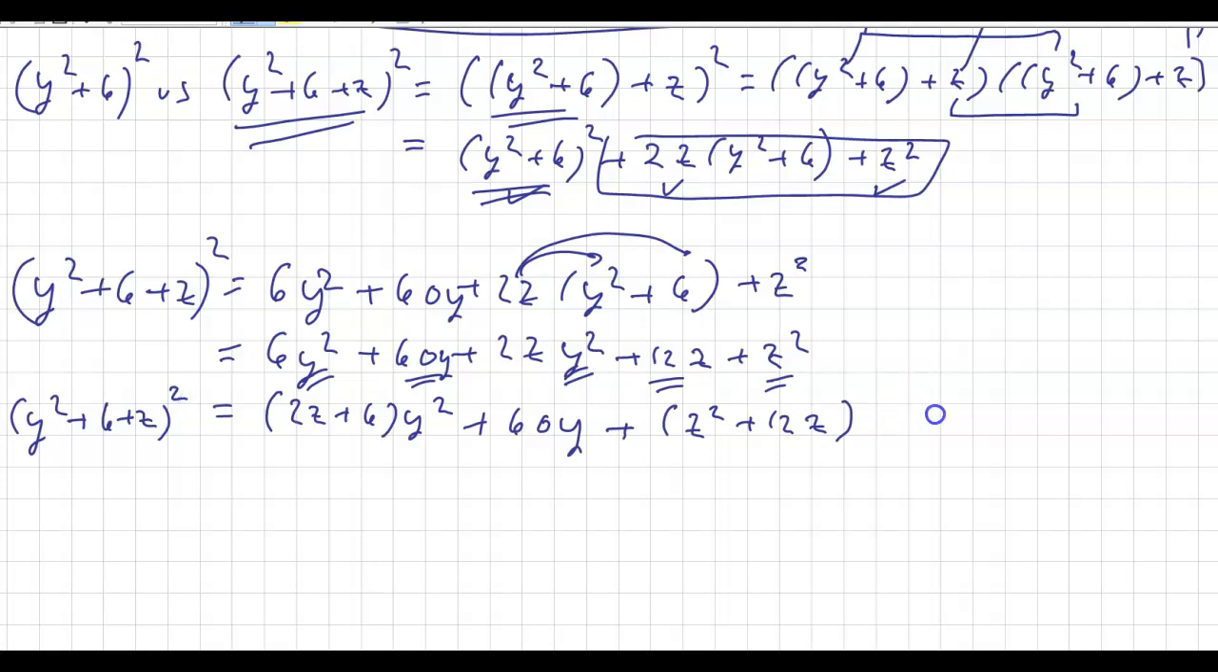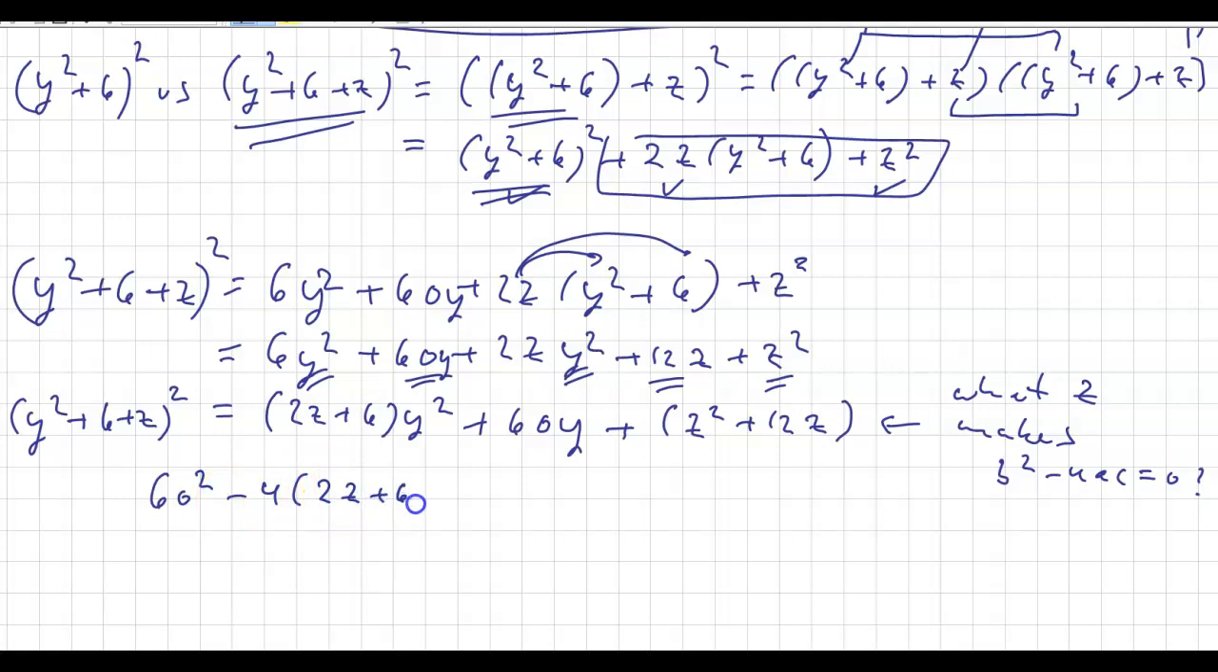Well, a perfect square trinomial happens when we want to force, I'm going to write this down, what z makes b squared minus 4ac equal to 0. So I'm going to come here and say, well, on the right-hand side, b squared is 60, so 60 squared minus 4 times a, which is 2z plus 6, times c, which is z squared plus 12z. I'm glad that 36 cancels out because it'd be a little harder with that. And I want to find the value of z that makes that equal to 0. So this becomes a brand new equation to solve on its own.